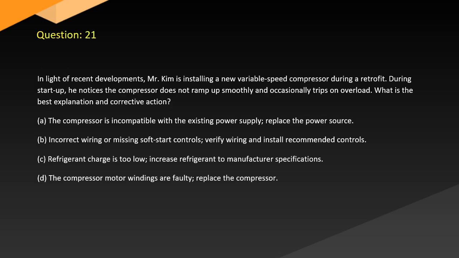Question 21. In light of recent developments, Kim is installing a new variable speed compressor during a retrofit. During startup, he notices the compressor does not ramp up smoothly and occasionally trips on overload. What is the best explanation and corrective action? A. The compressor is incompatible with the existing power supply. Replace the power source. B. Incorrect wiring or missing soft start controls. Verify wiring and install recommended controls. C. Refrigerant charge is too low. Increase refrigerant to manufacturer specifications. D. The compressor motor windings are faulty. Replace the compressor.